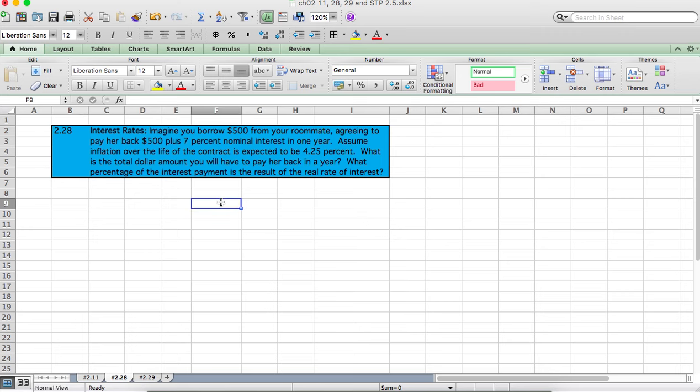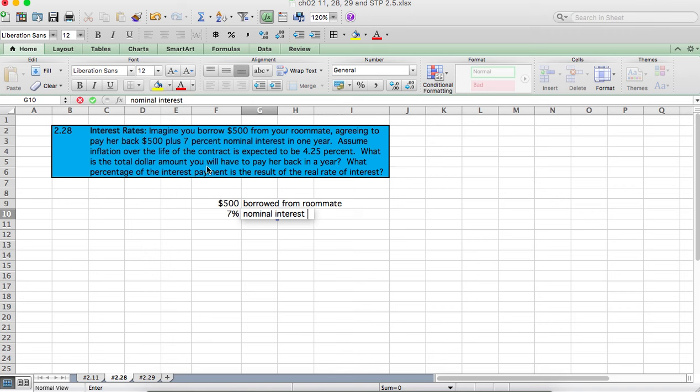So now let's take what's given to us by the problem already. We have 500, right? Borrowed from roommate. And then we're going to pay her back the 500 plus 7% nominal interest in 1 year. Alright. So then we know that it's 1 year. Let's put that there also. It may be helpful to know that. And we expect inflation to be 4.25%, right? 4.25%. Expected inflation.